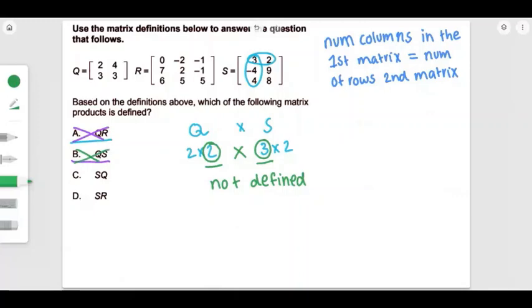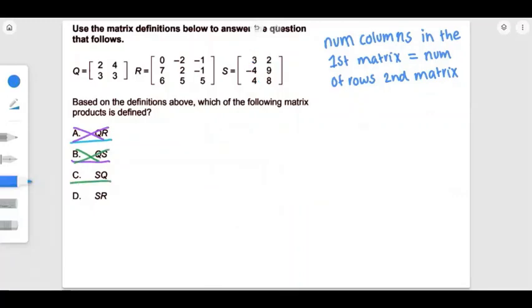Let's move to choice C. Choice C says that SQ is defined. Let's find out. Now S, as we said in choice B, is a 3 by 2 matrix, while Q is a 2 by 2 matrix.